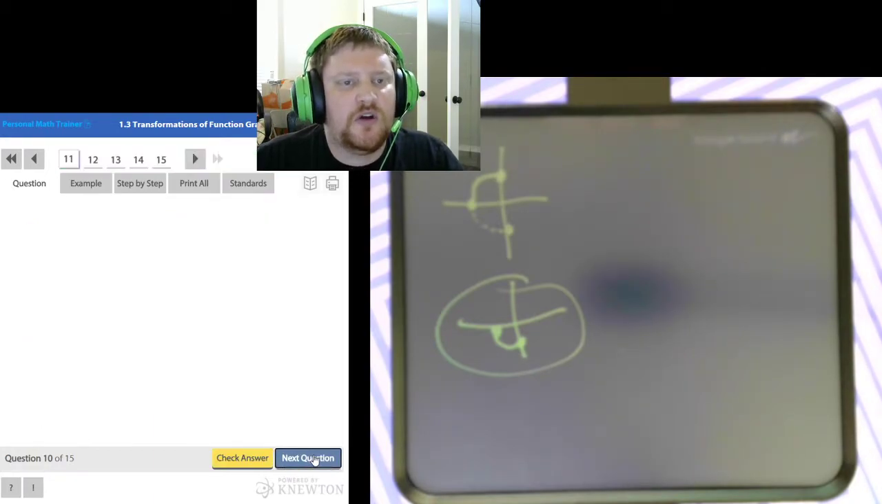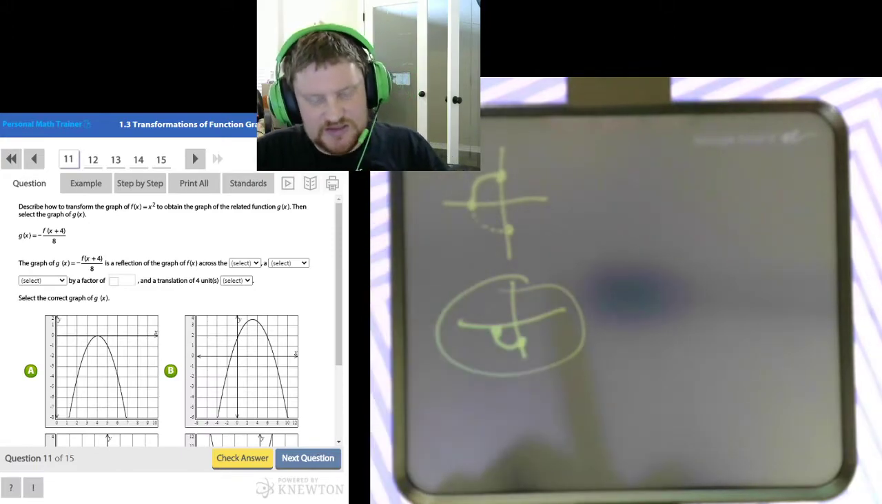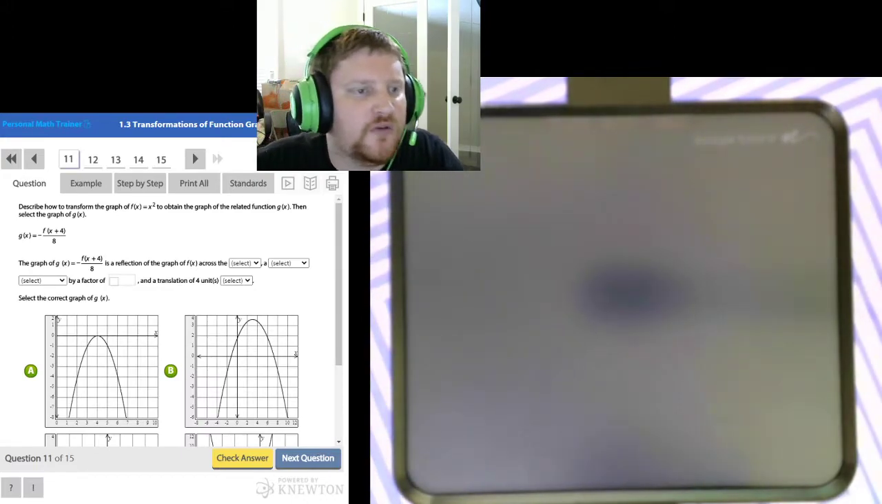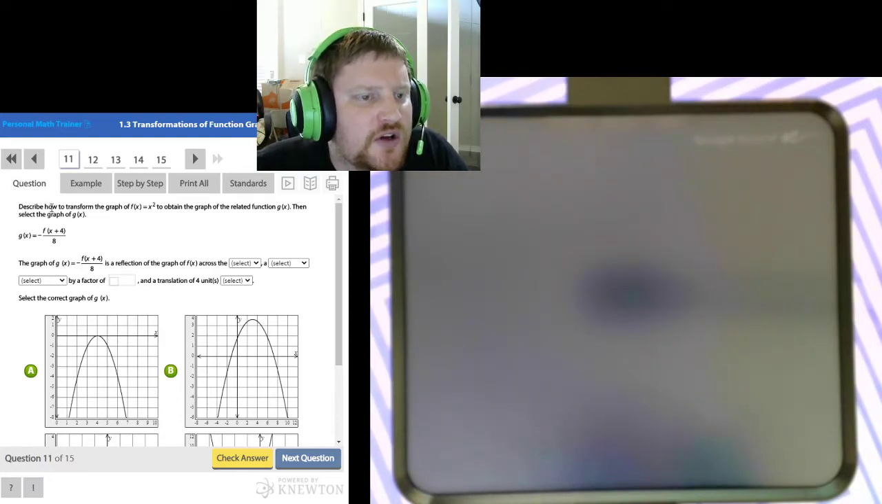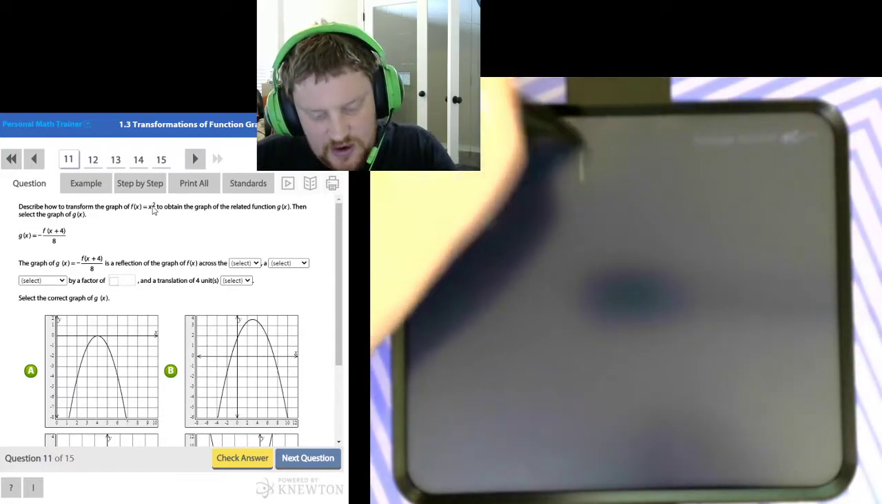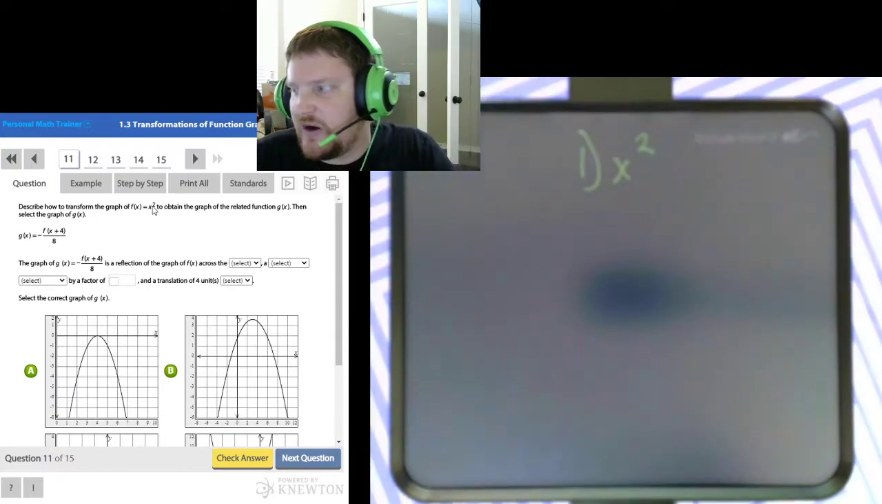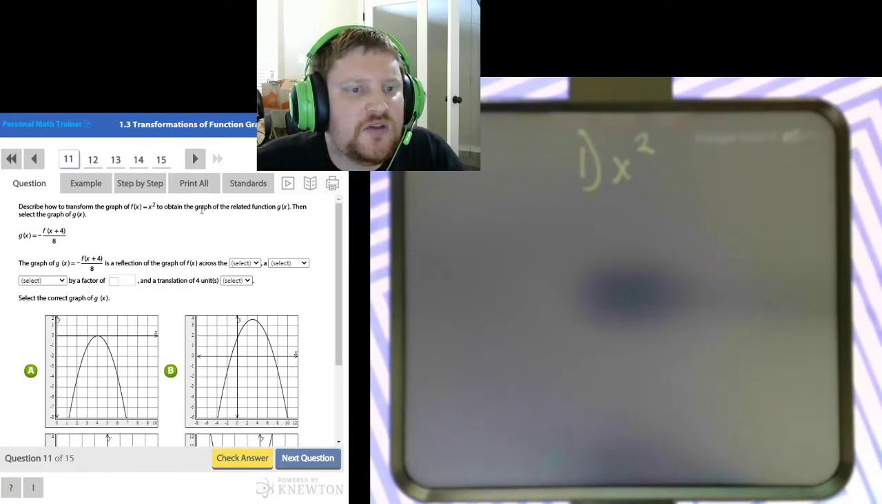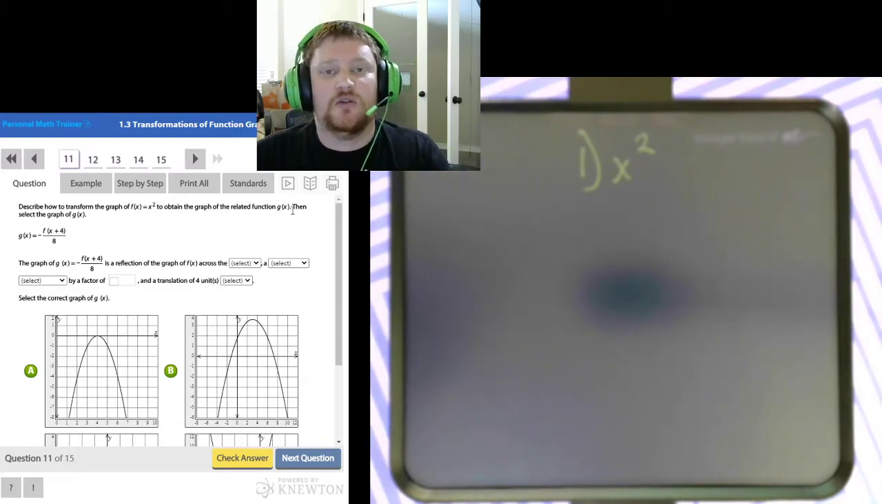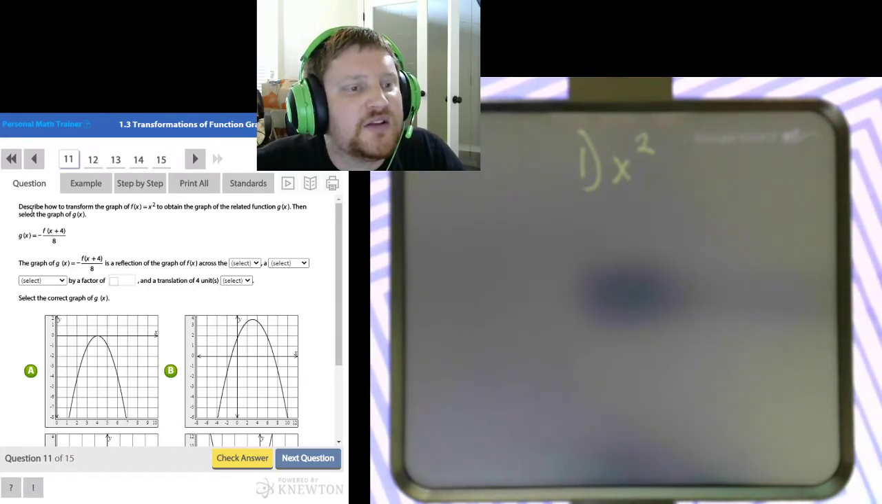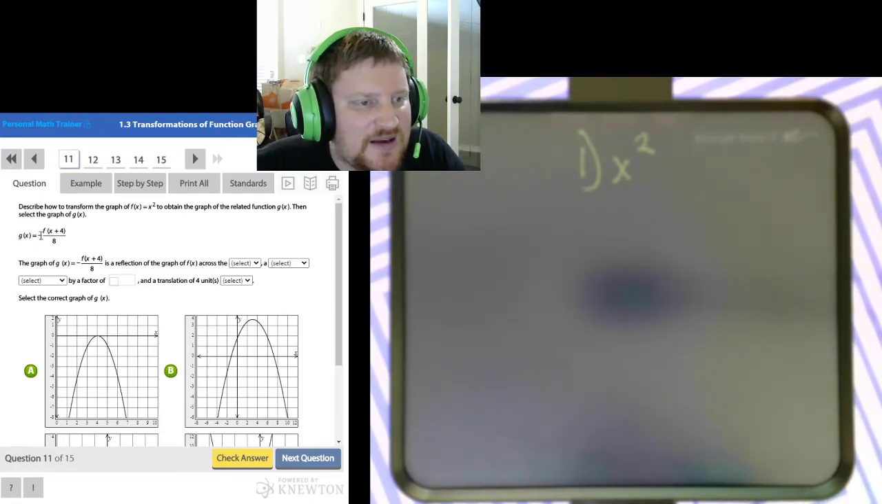Alright, now moving on to number 11. Remember, this is where our SAT style questions start, so they get a little bit more involved. So describe how to transform the graph of f of x equals x squared. So remember, identify parent function. We have x squared as our parent function, to obtain the graph of the related function g of x. By related function, they just mean it's still going to be a quadratic. Then select the graph of g of x. Okay, so g of x equals negative f of x plus 4, over 8.